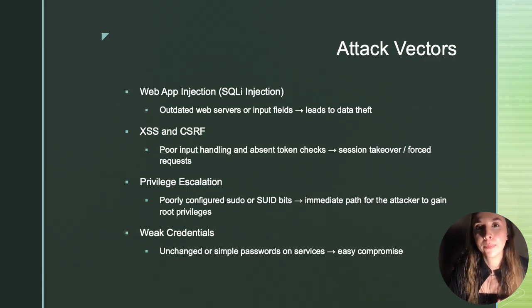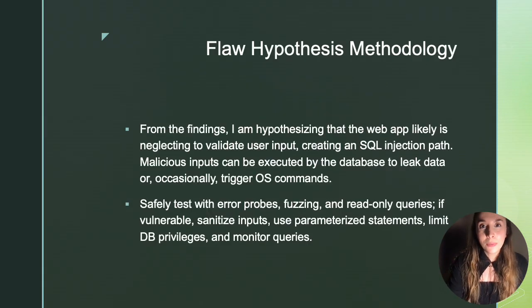So from the findings, I am hypothesizing that the web app likely is neglecting to validate user input, creating an SQL injection path. And malicious inputs can be executed by the database to leak data or occasionally trigger OS commands. So being able to safely test with error probes, fuzzing, and read-only queries. If vulnerable, sanitize inputs, use parameterized statements, limit the database privileges, and monitor queries.